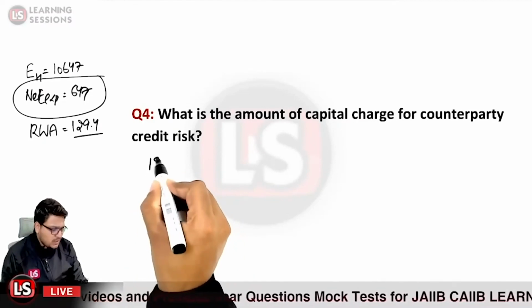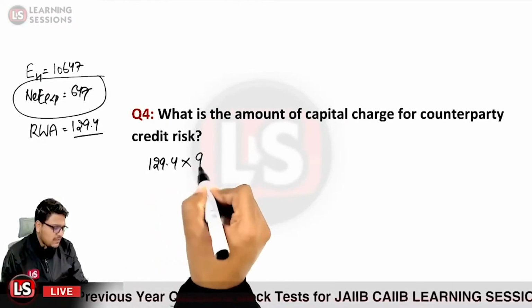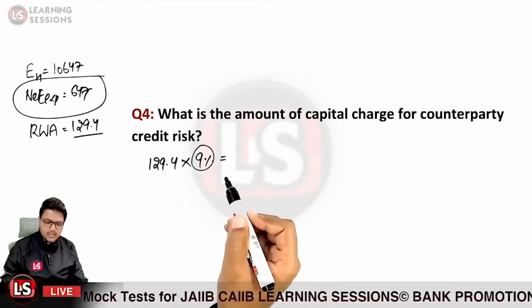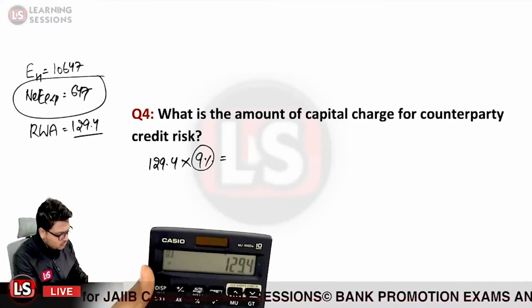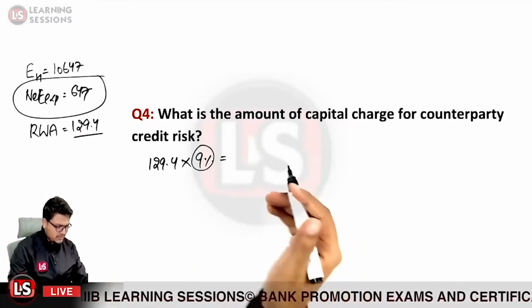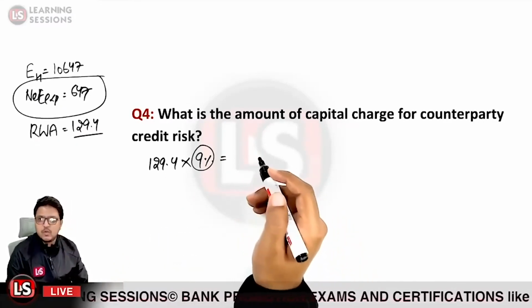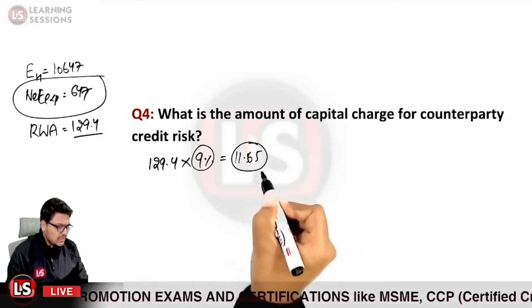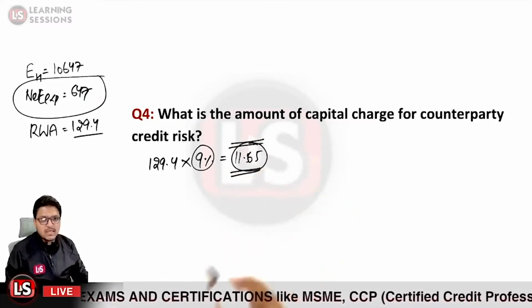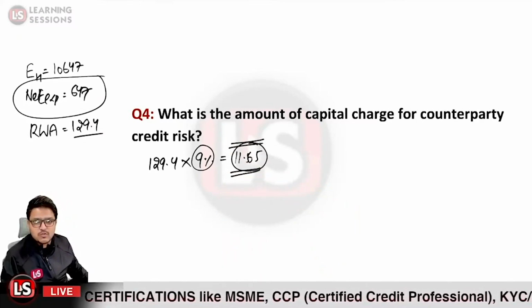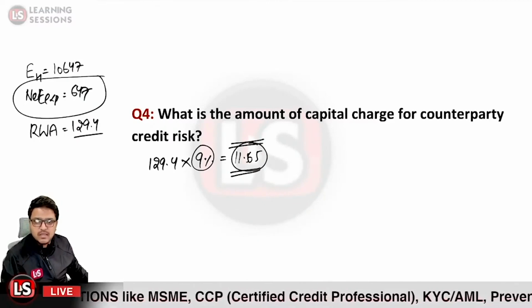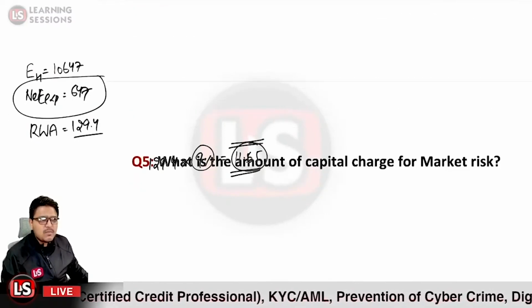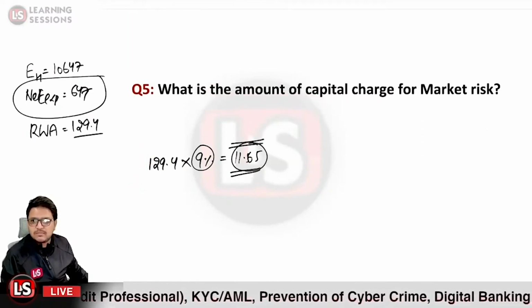That would be 129.4 multiplied by 9%, as per the CAR, which is the minimum to be maintained at 9%. So it will be 129.4 multiplied by 9%, and it comes out to be 11.65. That is the capital charge to be maintained for the counterparty credit risk. Is that clear? Next question, it says, what is the amount of capital charge for market risk?